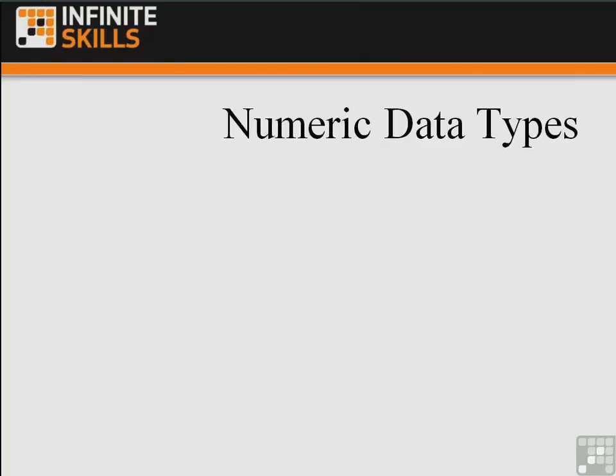There are two main categories of numeric data types in Java: the integral data types and the floating point data types. We're going to begin by discussing the integral data types. The two main integral data types are int for integer and long for long integer.